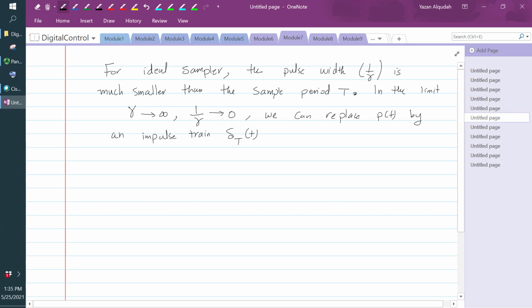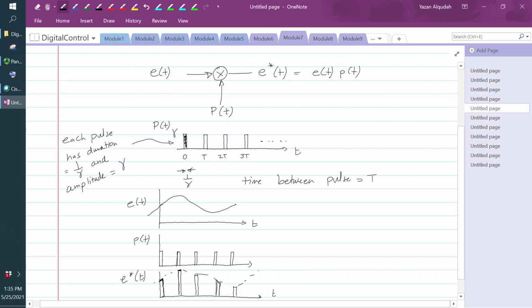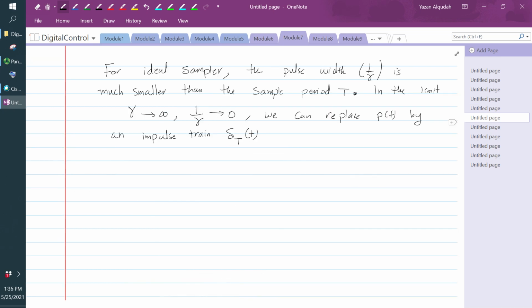What does that mean? If I look at these impulses that I have here, we said the width of this impulse is 1 over gamma. Magnitude is gamma. And we said we want gamma to be very large. So 1 over gamma is very, very small. The pulse is very narrow. Now if I make gamma go to infinity, then 1 over gamma is going to become very, very narrow, and the magnitude gamma is going to go to infinity. And in the limit, that pulse is going to become an impulse.